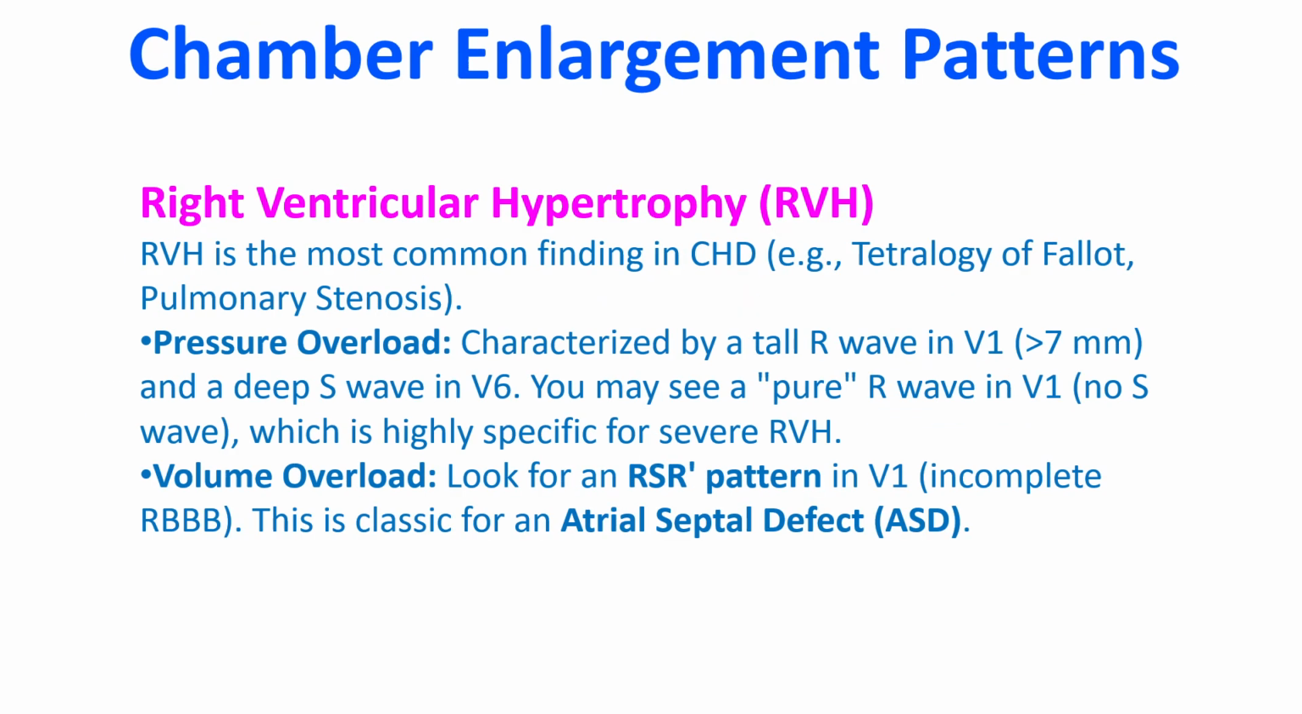In congenital heart disease, we look for pure forms of hypertrophy that are rarely seen in acquired adult disease. Right ventricular hypertrophy is the most common finding in congenital heart disease like tetralogy of Fallot and pulmonary stenosis. Pressure overload is characterized by a tall R wave in V1, more than 7 mm, and a deep S in V6. You may see a pure R wave in V1 with no S wave, which is highly specific for severe right ventricular hypertrophy. In volume overload, look for an RSR prime pattern in V1, that is the incomplete RBBB pattern. This is classic for an atrial septal defect.